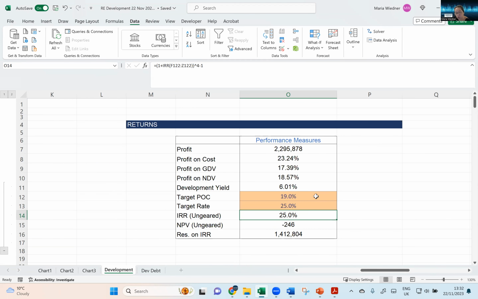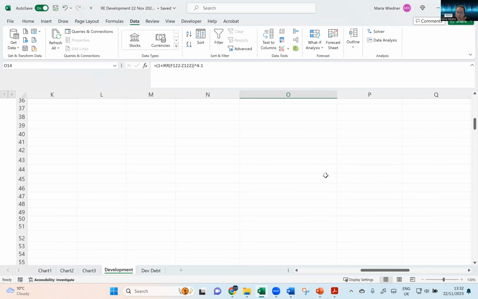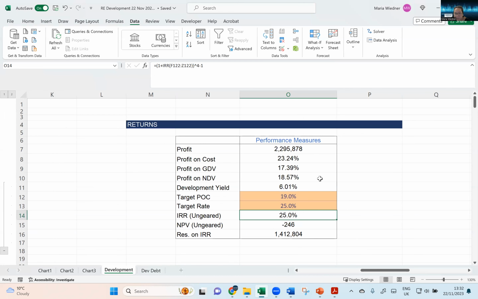So these are the two ways to do residual valuation, like the appraisals, really, based on the profit measures, profit on cost, profit on GDV, or IRR or NPV basis. That's what I wanted to tell you about.